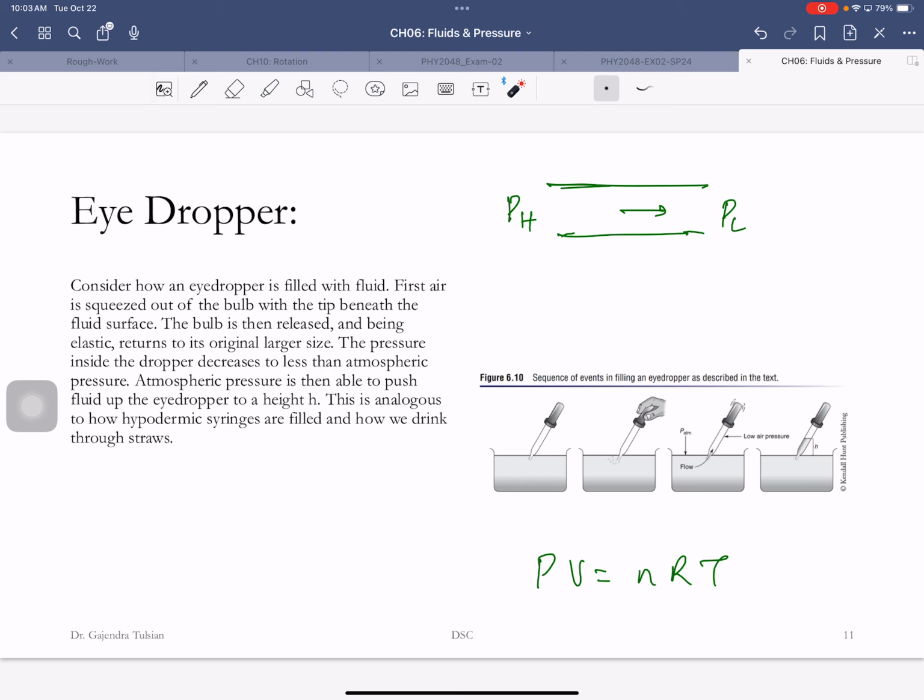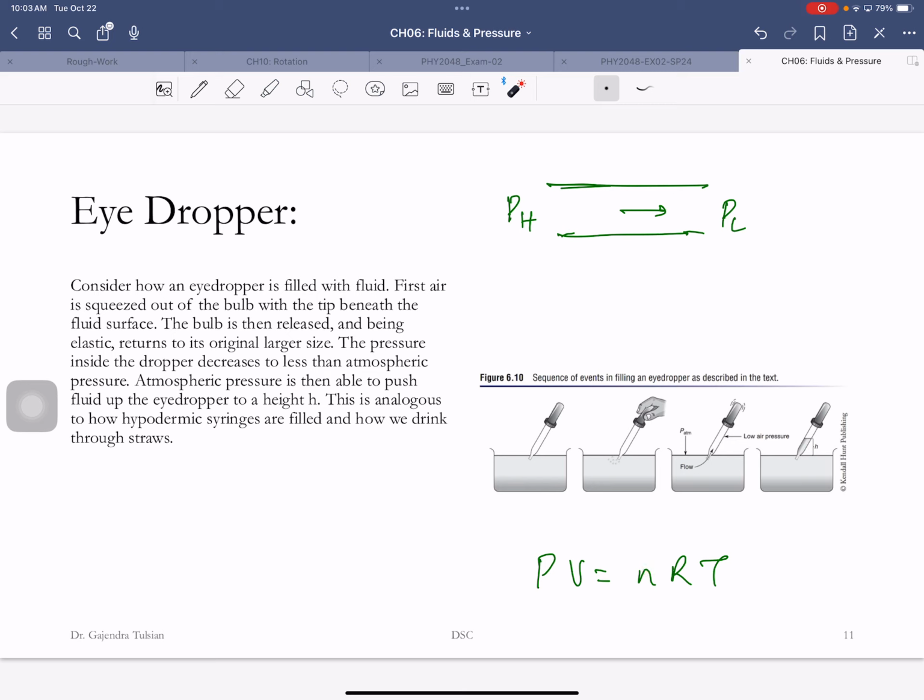Now here's the eyedropper. You want to get some fluid in the eyedropper. How do you do that? We've all used these eyedroppers. You first squeeze the bulb. When you squeeze the bulb, what have you done? You have removed some of the air, so you have decreased this number.